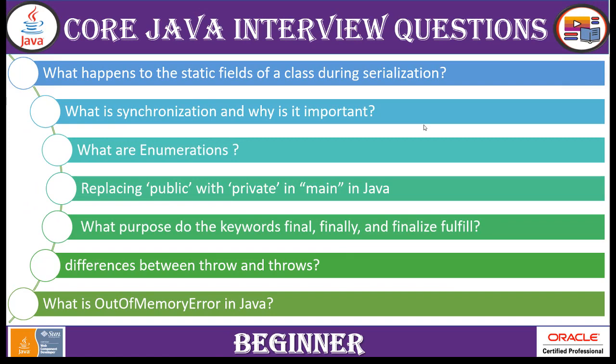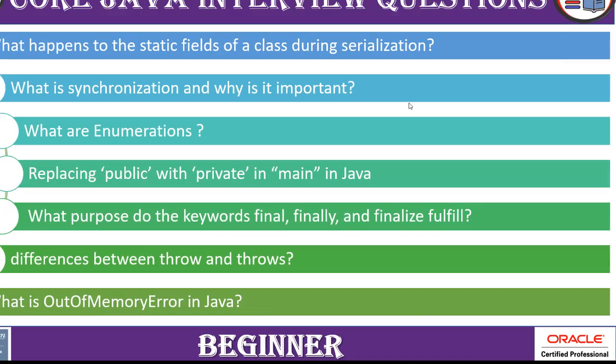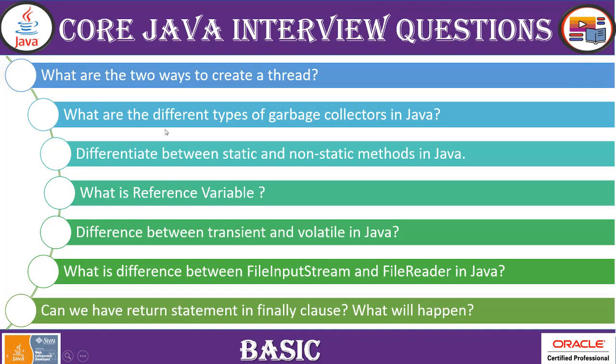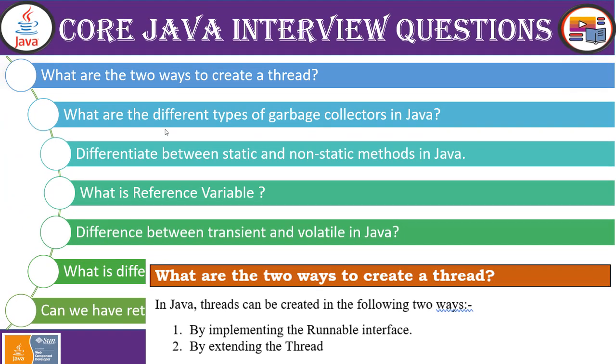Now the next question is, what is out of memory error in Java? Out of memory error is a subclass of the java.lang.Error class, which generally occurs when our Java Virtual Machine runs out of memory. Next question is, what are the two ways to create a thread? We have learned in multi-threading that in Java, threads can be created in two ways: by implementing the Runnable interface and by extending the Thread class.